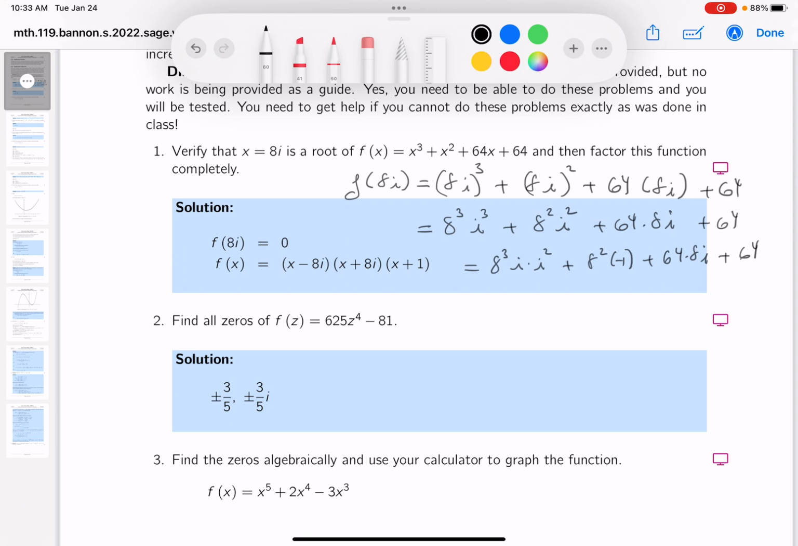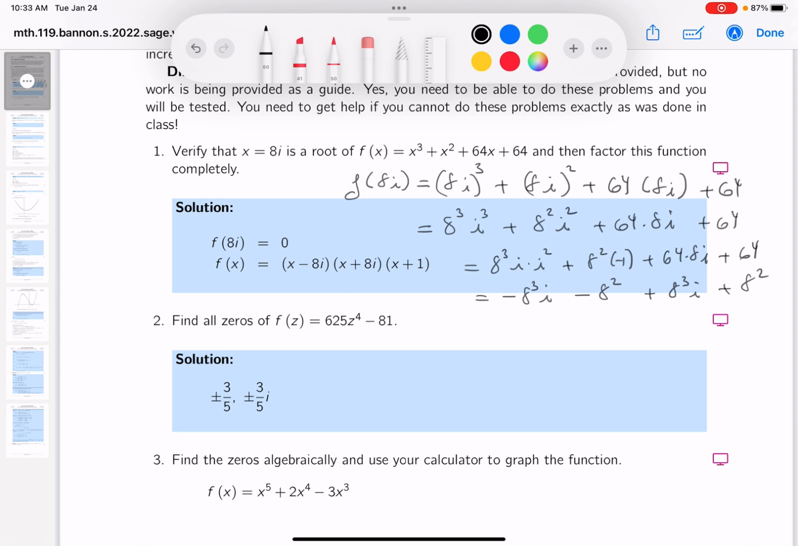One thing at a time. The first term is actually minus, because i squared is minus 1, minus 8 cubed i. The next term is just simply minus 8 squared. Oh boy, what's this going to be? Well, 64 is 8 squared, right? So 8 squared times 8 is 8 cubed i. And 64 is just 8 squared.